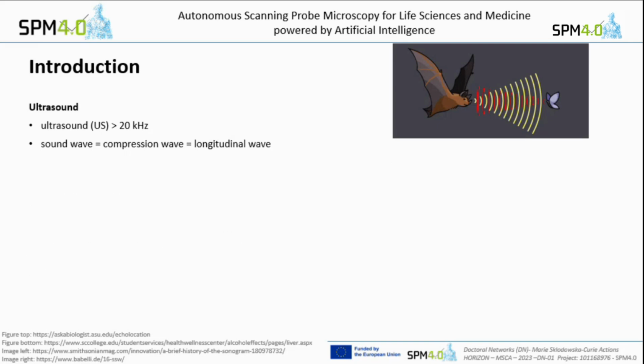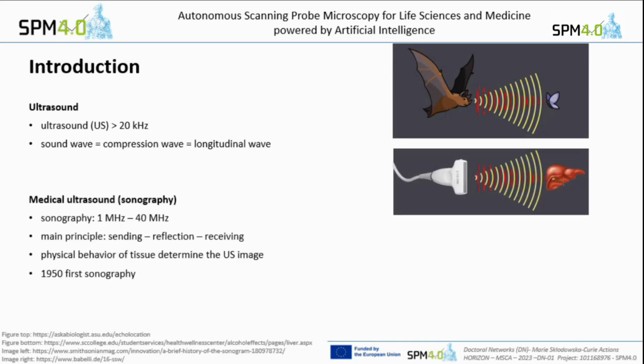Basically, ultrasound is well known from bats, which send ultrasound waves that travel through a cave or anything else. You have some reflections and receive the echo, which gives the bats a three-dimensional feeling for the environment. It is more or less the same with ultrasound: we have an ultrasound transducer replacing the bat, sending ultrasound waves, receiving echoes, and generating our image. Sonography, the medical application of ultrasound, uses higher frequencies, roughly from 1 megahertz up to 40 megahertz, depending on the application. The principle is exactly the same.